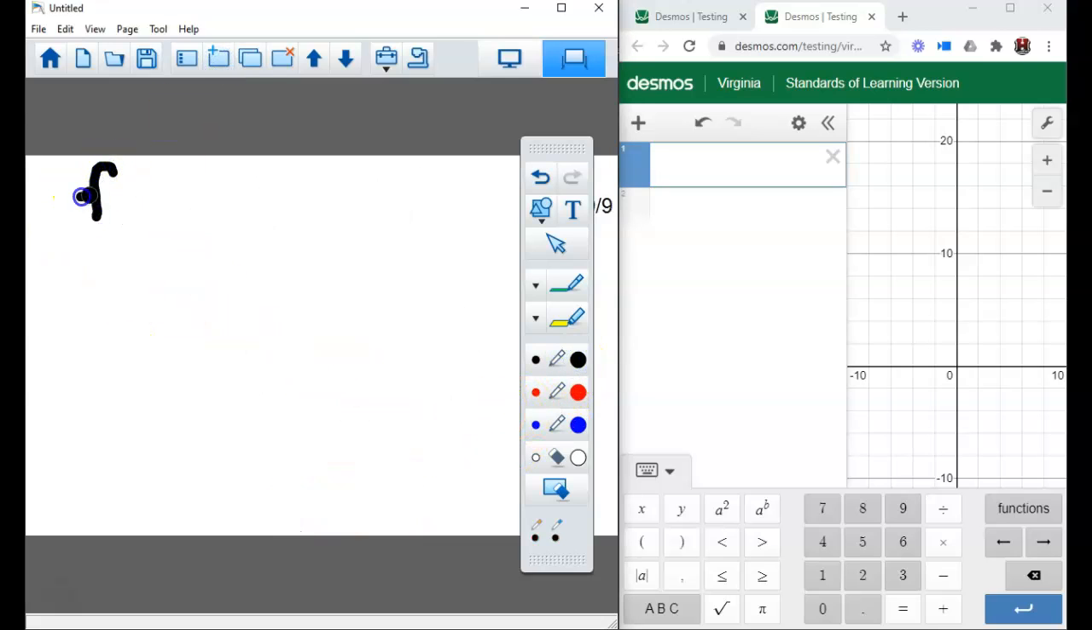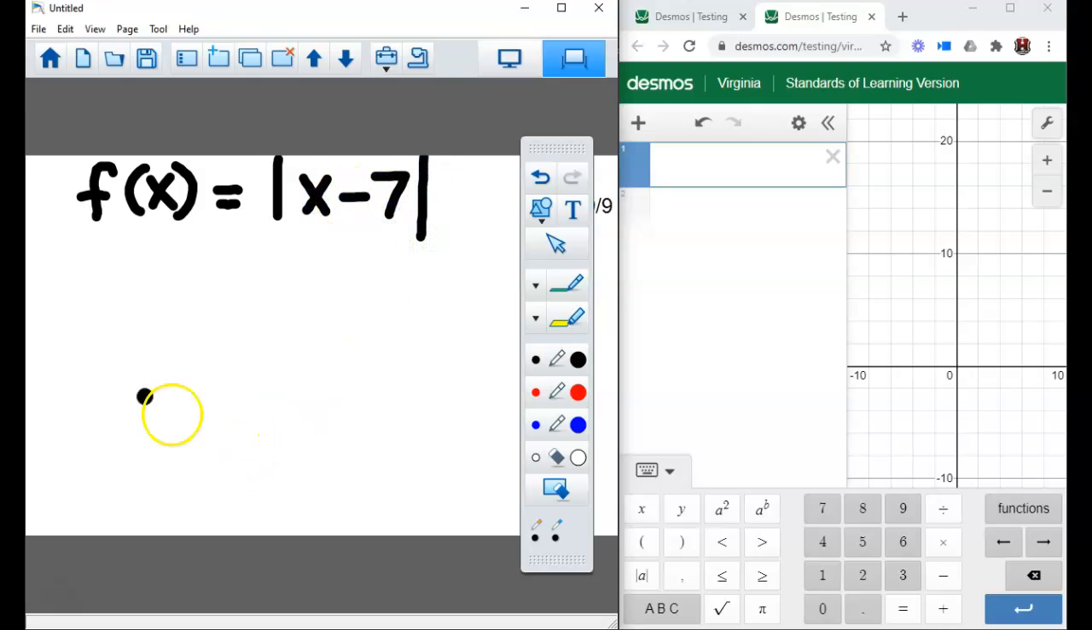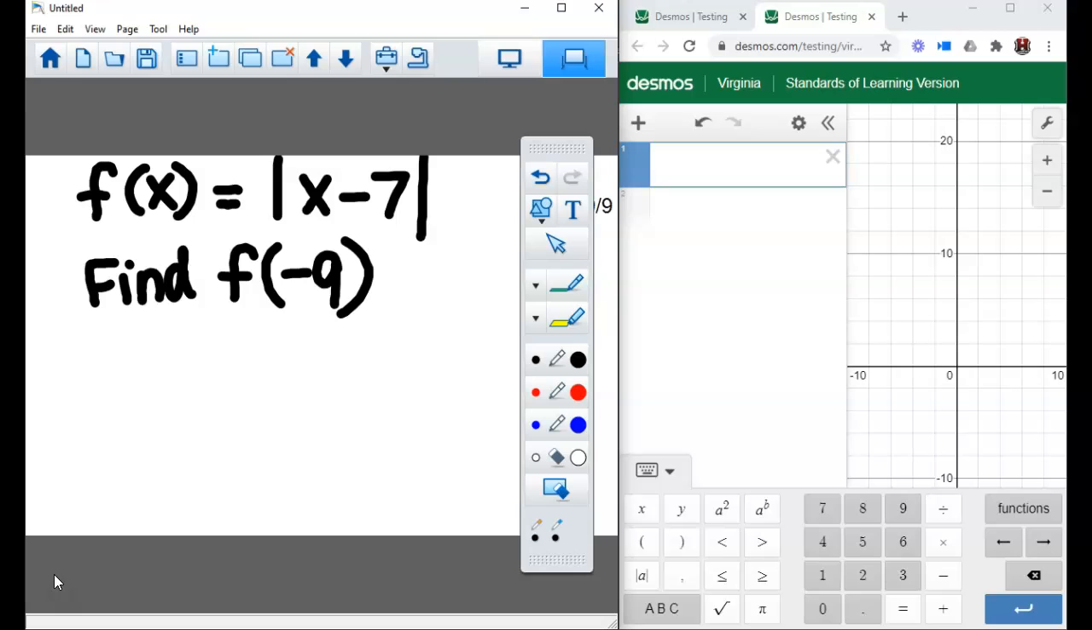All right, this time let's do f of x is equal to the absolute value of x minus 7, and we will find f of -9. What we're going to do first is take this function rule, the absolute value of x minus 7, and see if any of our x's need parentheses. This x right here doesn't have an exponent, and it's not multiplied by anything in front.